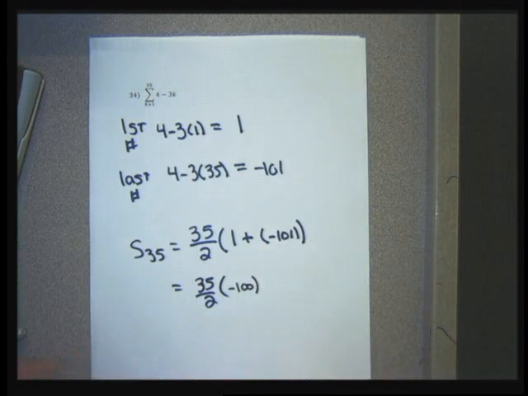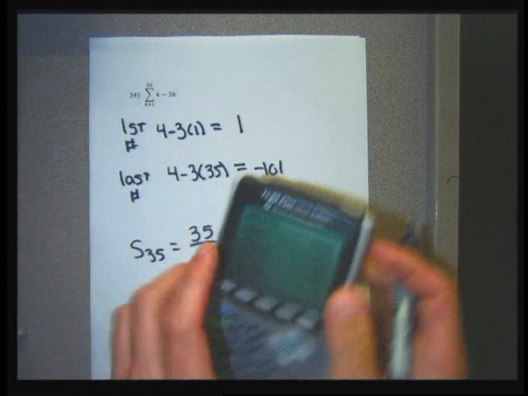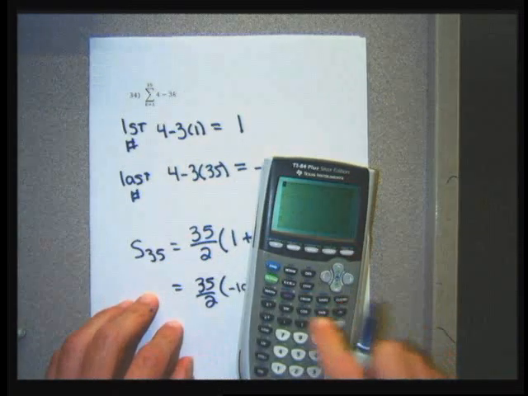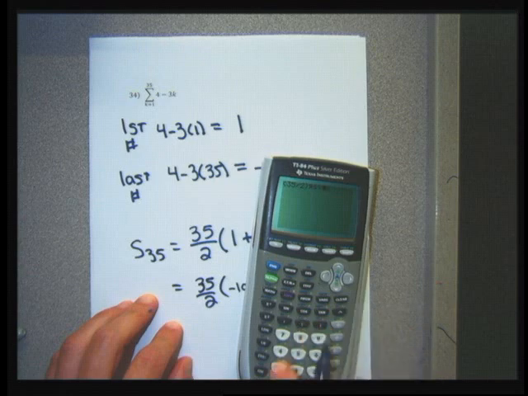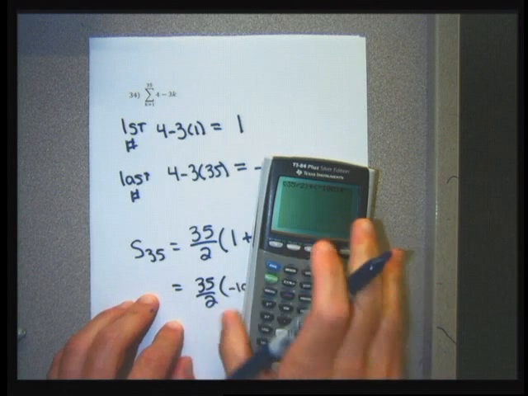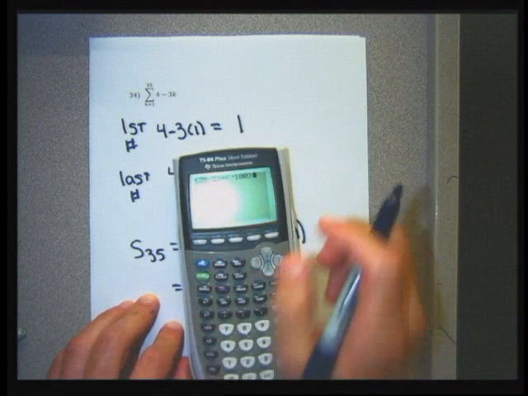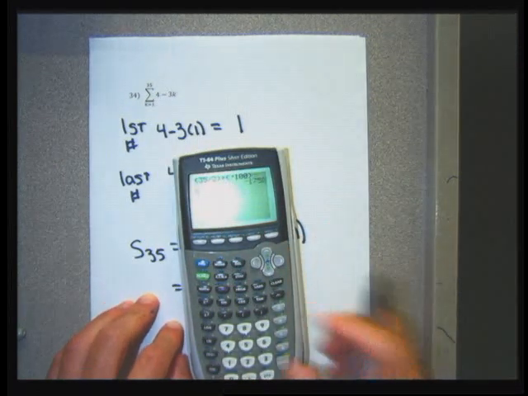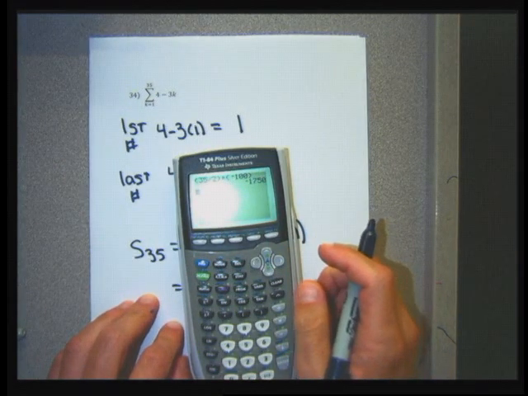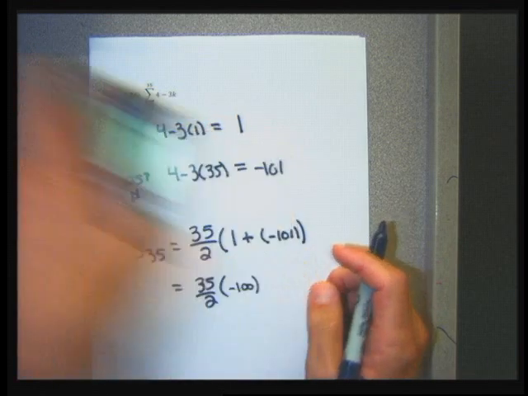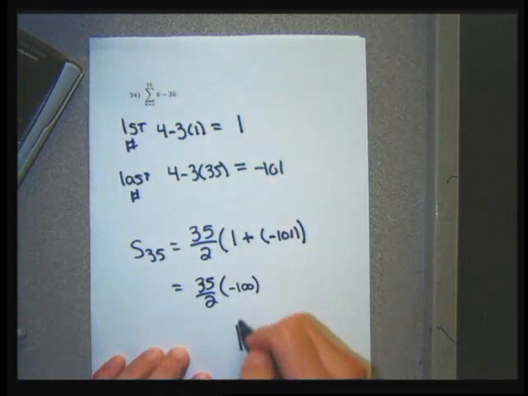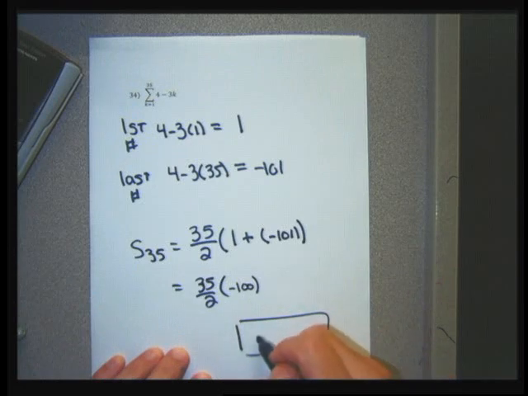I don't really even need my calculator, but I'm going to use my calculator. I'm going to go parentheses 35 divided by 2 times parentheses negative 100. You can't see that, but I did just that. And I get negative 1750. So if I listed all 35 terms and added them together, they come out to negative 1750. So the answer to problem 34, the sum of those first 35 terms, is negative 1750.